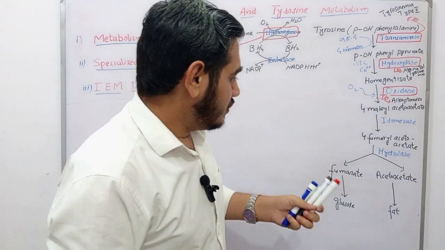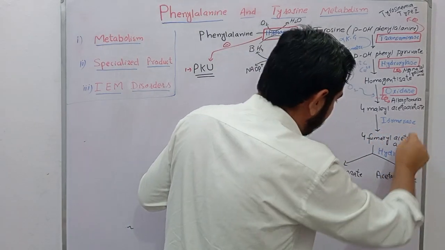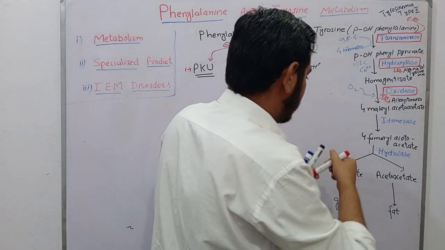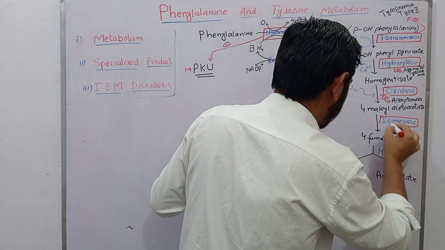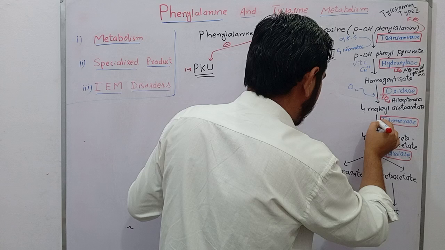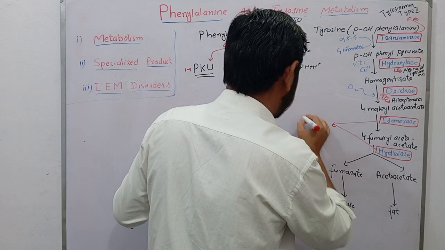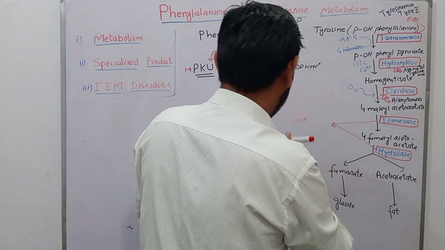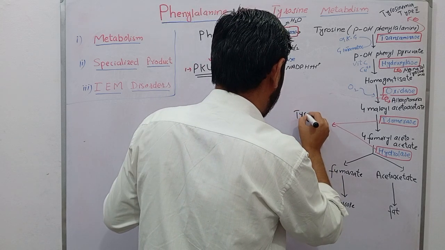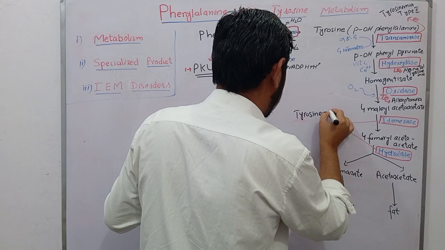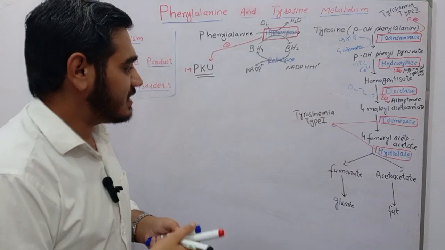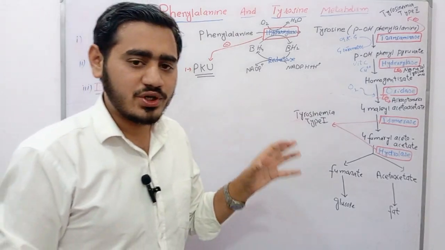Alkaptonuria. The deficiency of these isomerase and hydrolase enzymes, both, leads to a disorder, and that is tyrosinemia type 1. So these are some inborn error metabolic disorders.